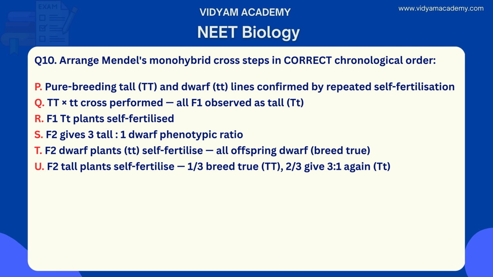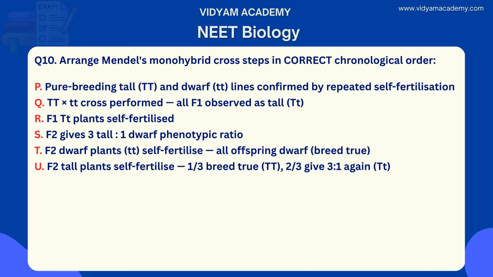So P. Pure breeding tall and dwarf lines confirmed by repeated self-fertilization. Q. TT versus tt cross performed, all F1 observed as tall. R. F1 Tt plant self-fertilized. S. F2 gives 3 tall, 1 dwarf phenotypic ratio. T. F2 dwarf plants self-fertilize, all offspring dwarf. U. F2 tall plants self-fertilize, 1/3 breed true TT, 2/3 give 3:1 again.